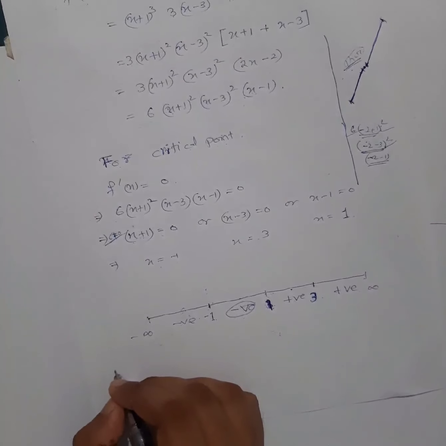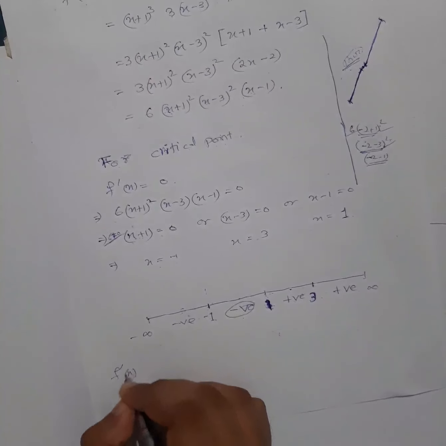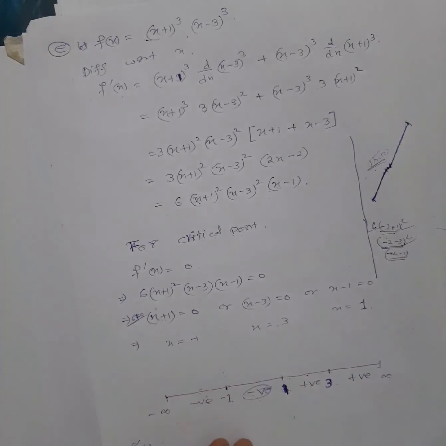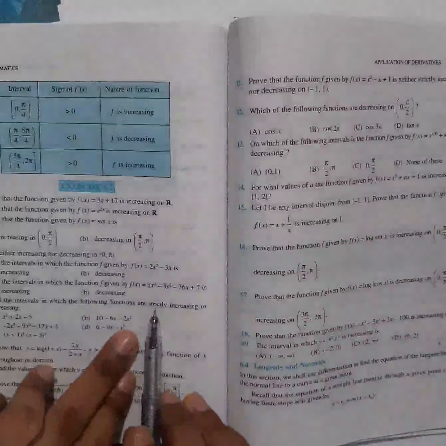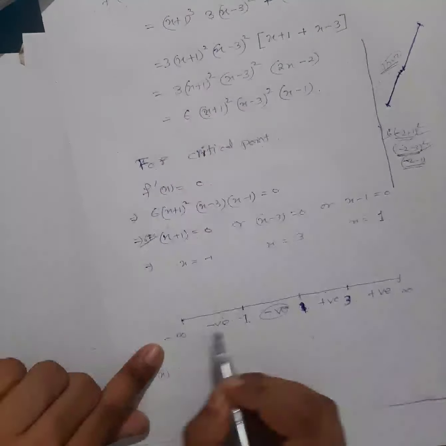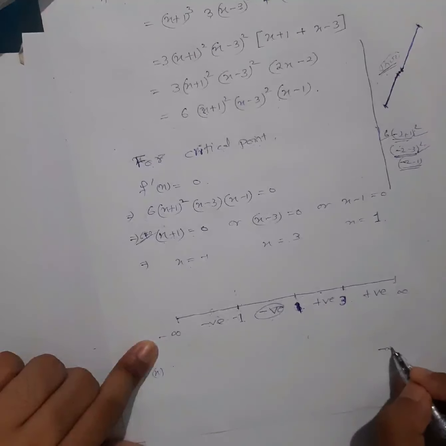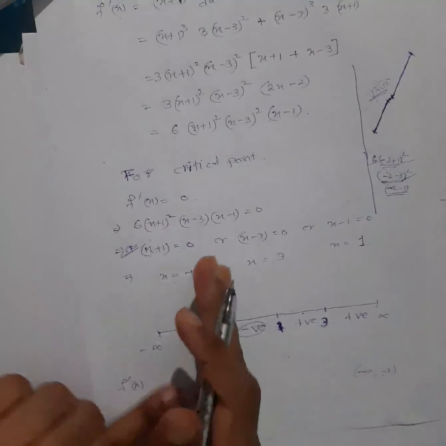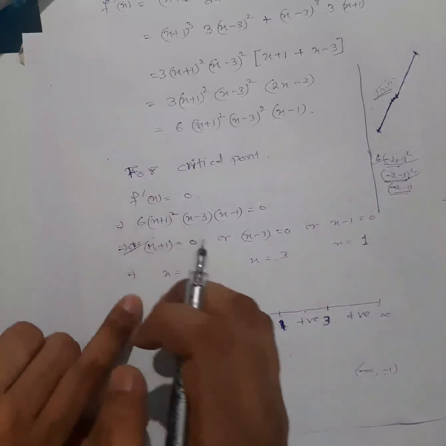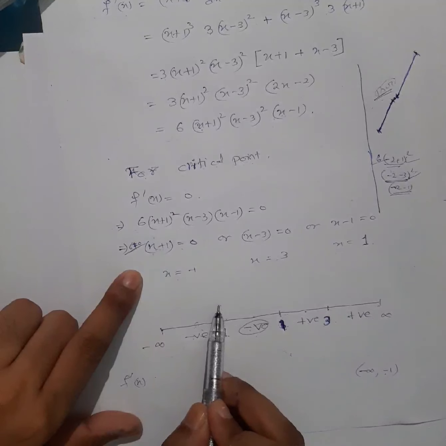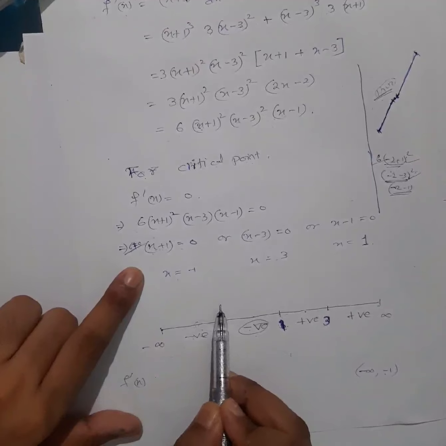So f dash x. They have asked in the question on which interval it is strictly increasing or decreasing. Strictly they are asking, so that is very important here. When I take minus infinity to minus 1, and I don't include minus 1, then I know that it will be strictly decreasing. But if I include minus 1, it will be simply decreasing, remember that. So this minus 1 I cannot include.